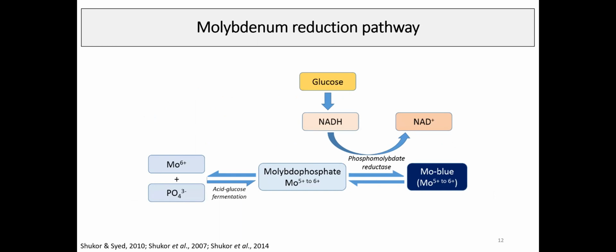Mo-blue is basically the end target. It is a colloidal compound that can be filtered out from the environment. It has a vivid blue color that can be measured using a spectrophotometer at 865 nanometer wavelength.